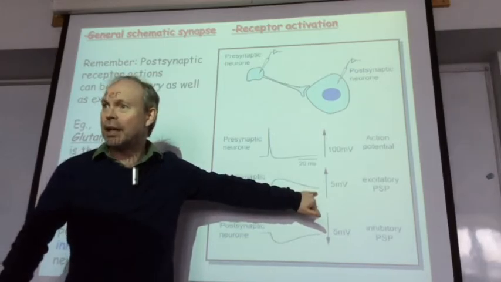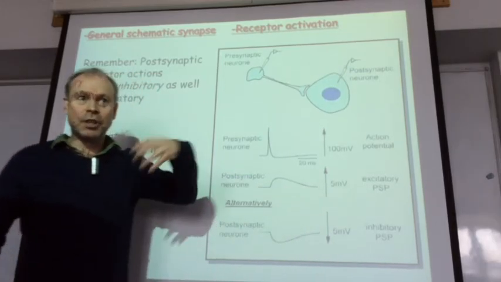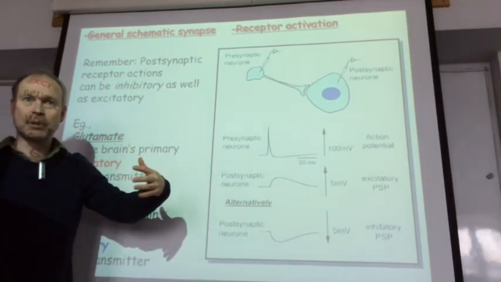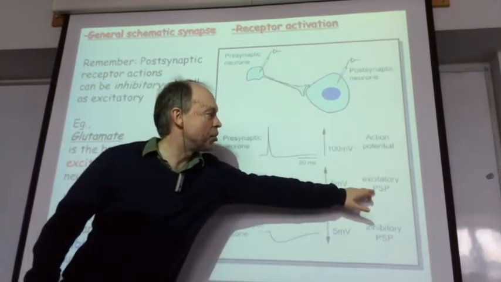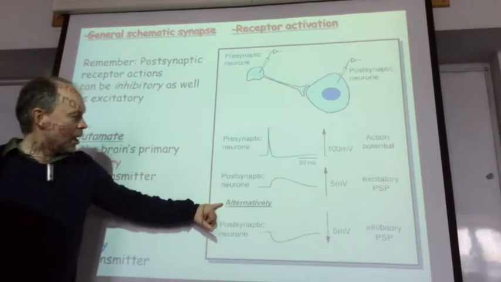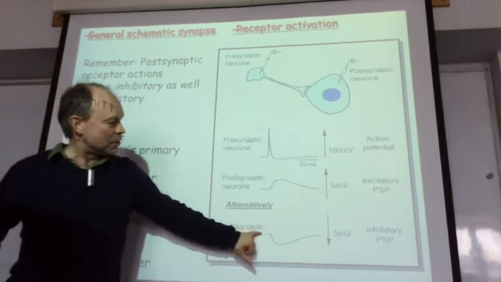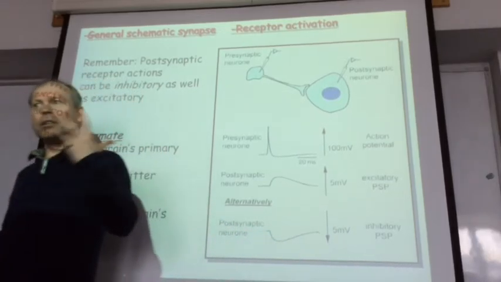So you need several of them to arrive together to cause an action potential. And if you just have one little one on its own, maybe it won't. That's called an excitatory postsynaptic potential. But you can have inhibitory ones as well. And so that means a lot of neurotransmitters in the brain are inhibitory. And the biggest example of that would be GABA.